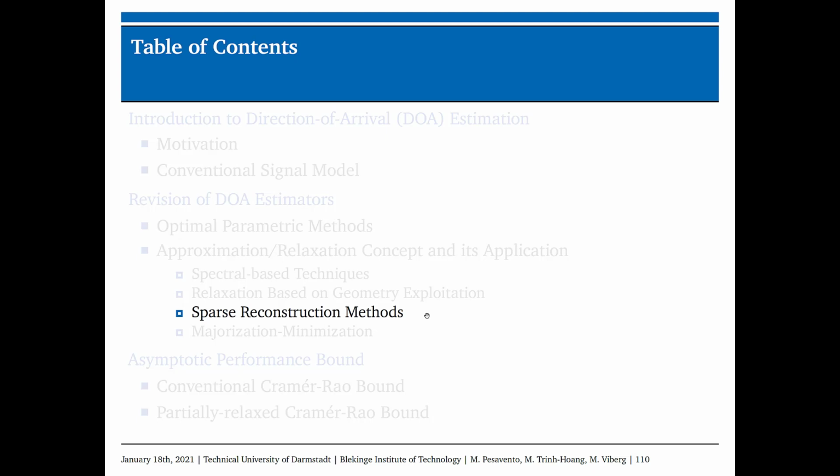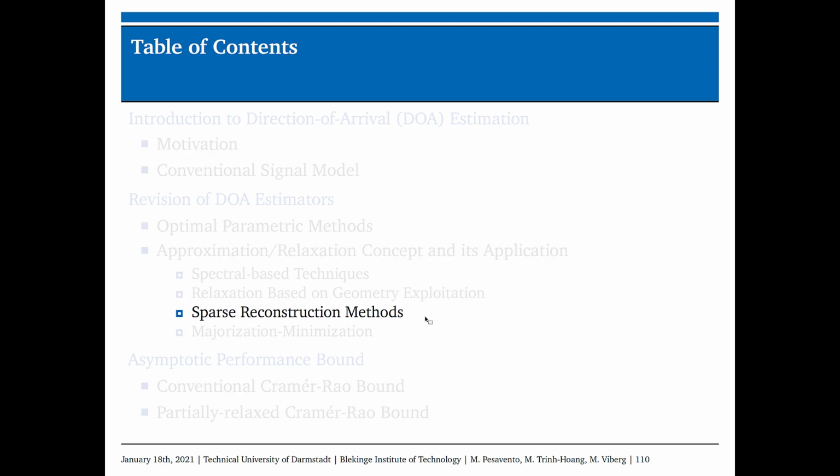DOA estimation methods developed under the framework of sparse representation have specific benefits. For example, they do not explicitly require prior knowledge of the number of sources. And they are known also to perform well in the case that the sample size is low, and also in the case of correlated sources. However, they also have some severe drawbacks. For example, they suffer from estimation biases.